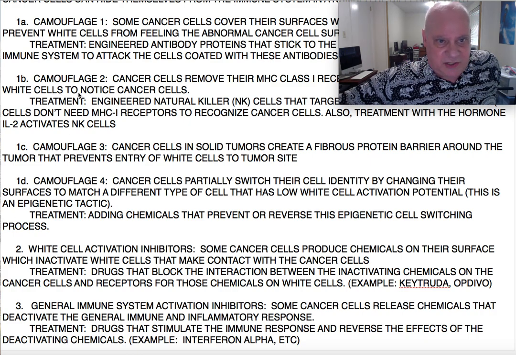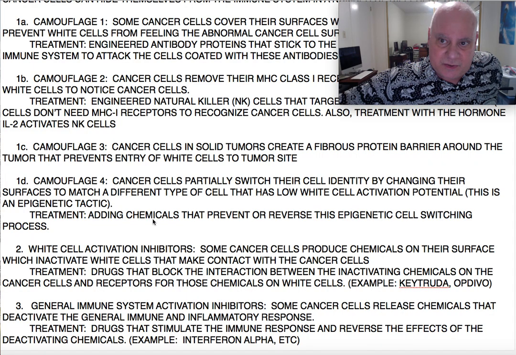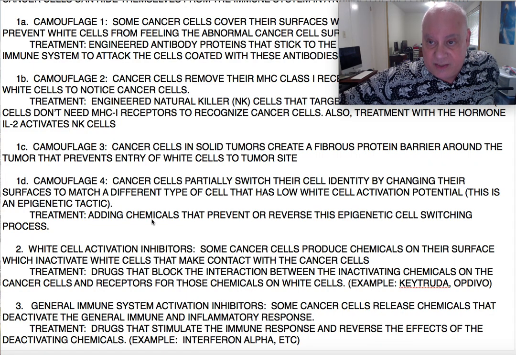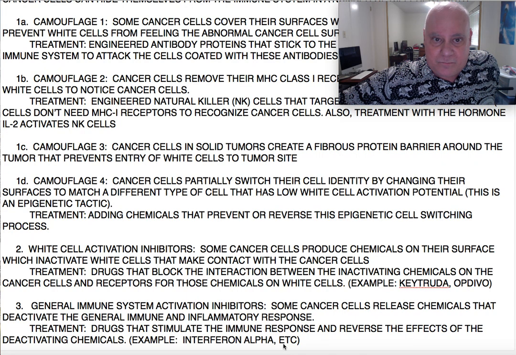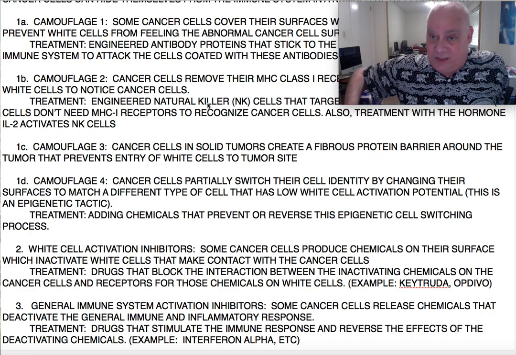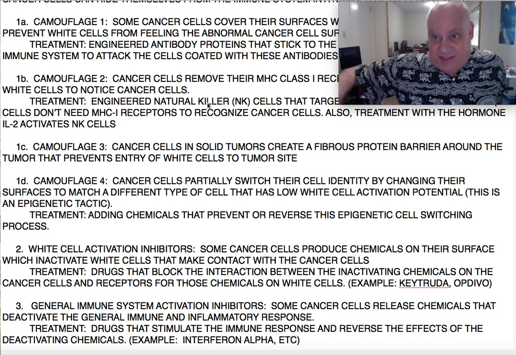So with these specific strategies that cancer cells have used to evade the immune system or to knock it down, we're developing countermeasures to those, and they're becoming standard parts of cancer therapy now. So in addition to more traditional cancer drugs, we're now adding things like Keytruda or interferon alpha or engineered natural killer cells or lectin antibody complexes to try to, again, reawaken the immune system to the fact that there is a cancer, it's there, and it should be attacked and destroyed.